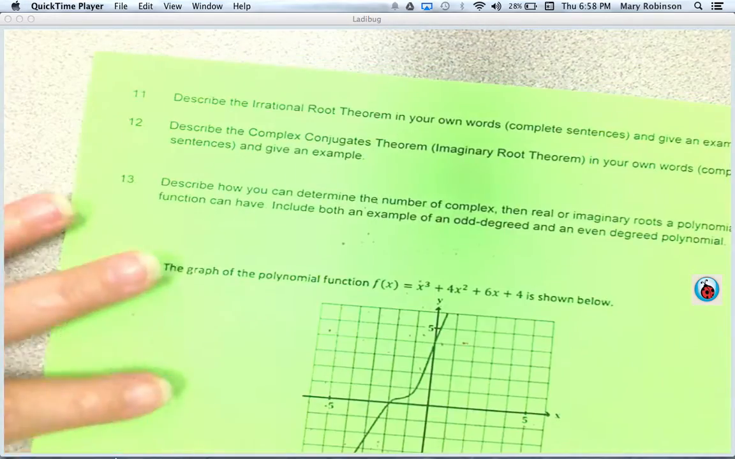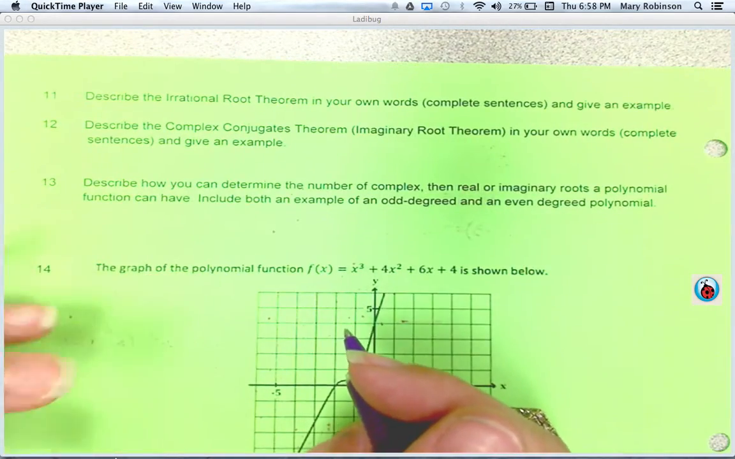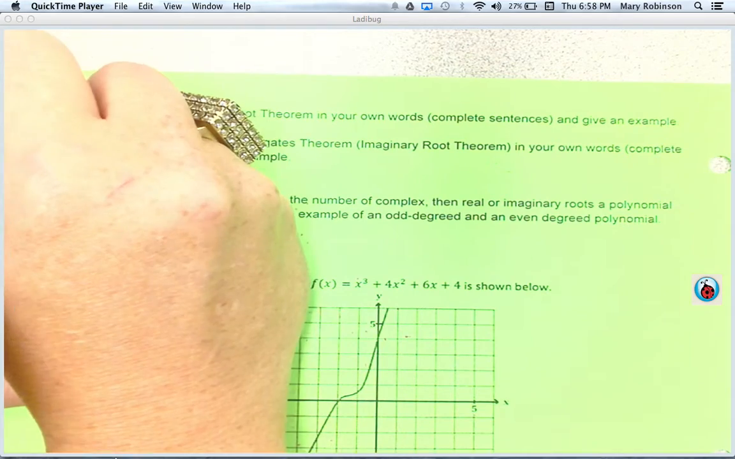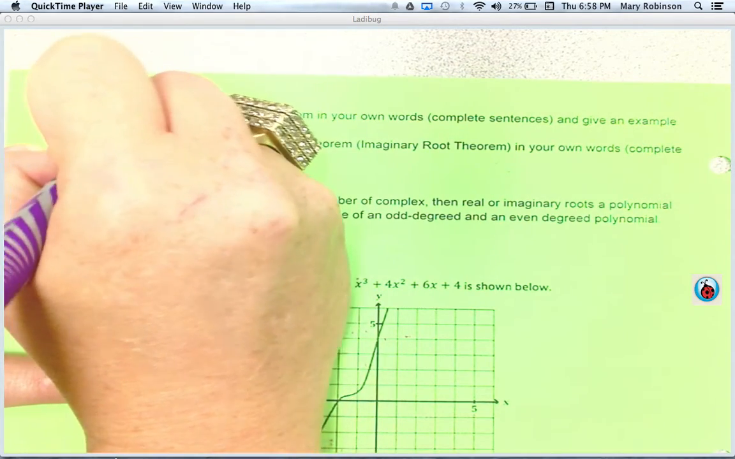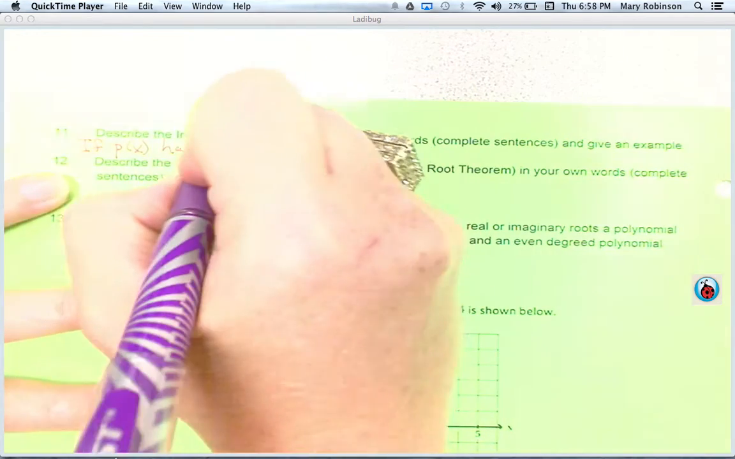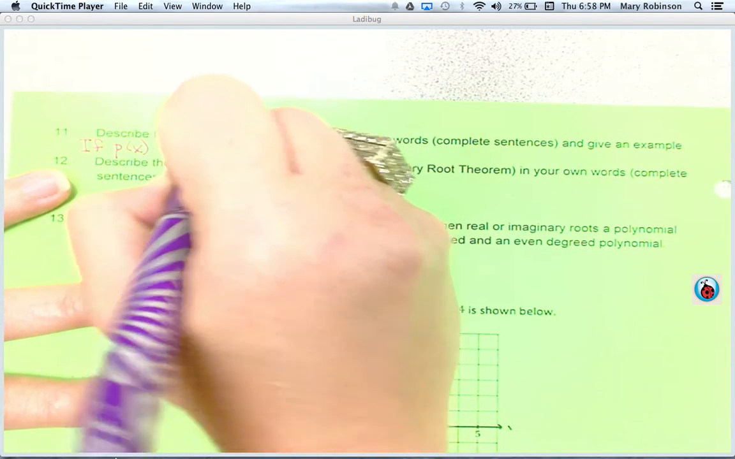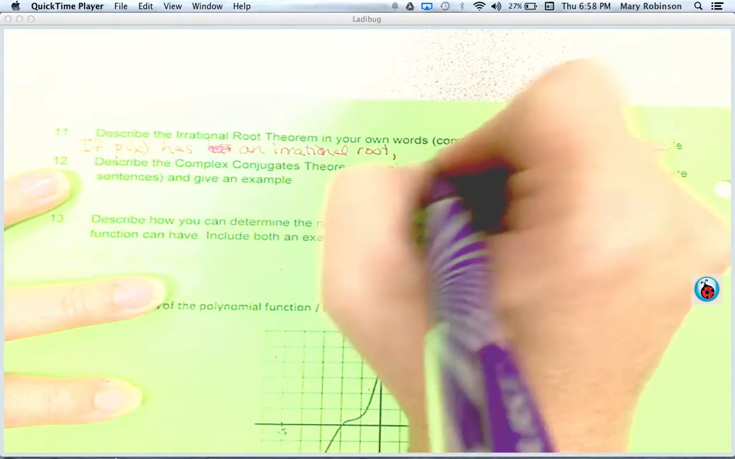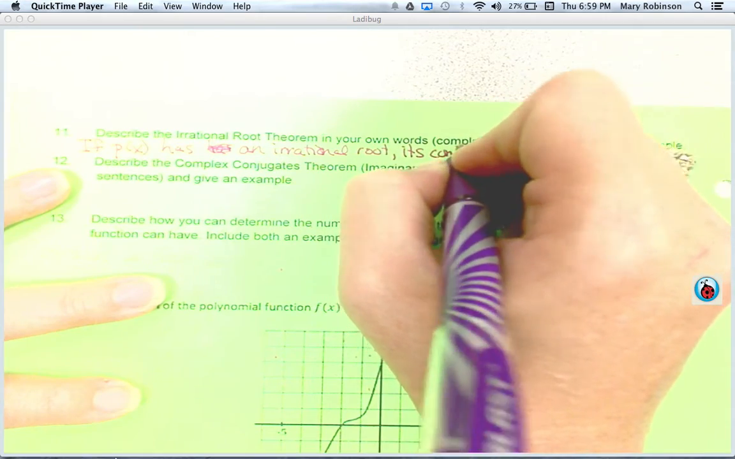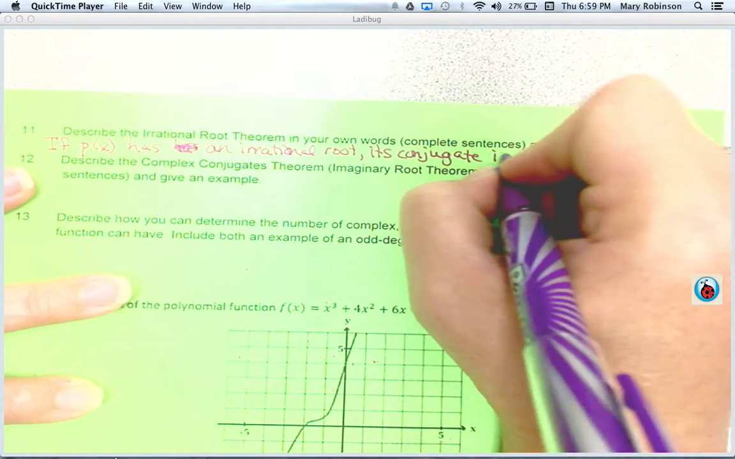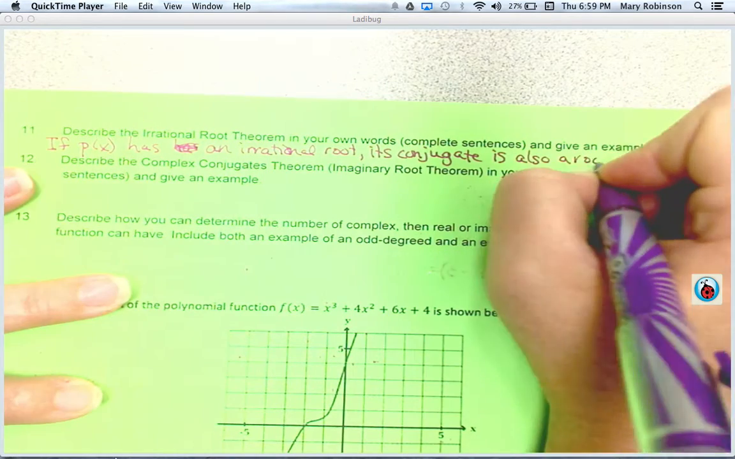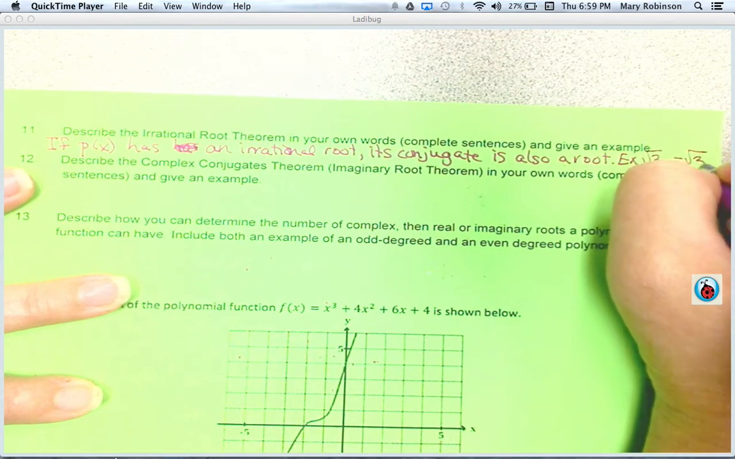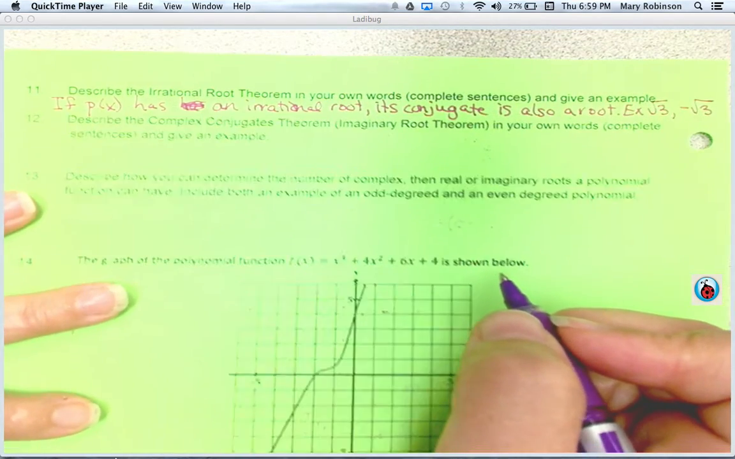Next, it says describe the irrational root theorem in your own words. Make sure you use complete sentences and give an example. So the irrational root theorem says that if p of x has an irrational root, its conjugate is also a root. For example, square root of 3, negative square root of 3, or anything similar to that, okay?